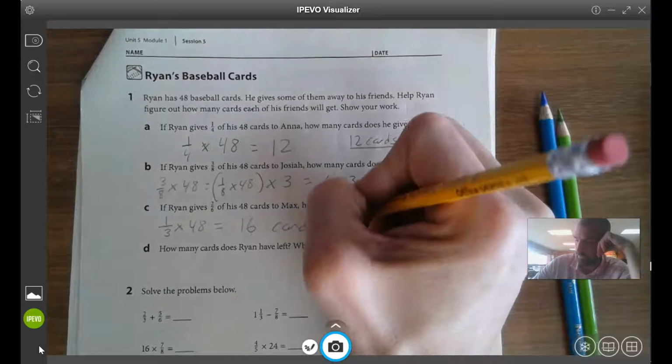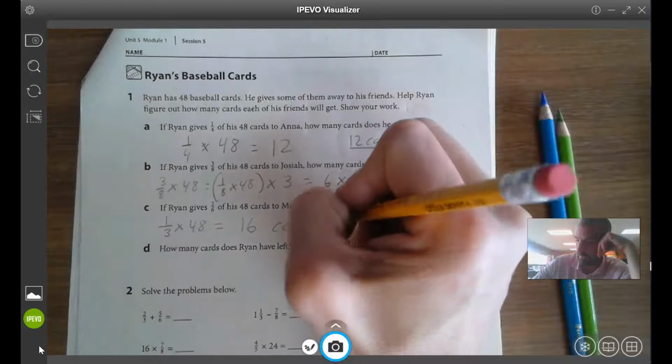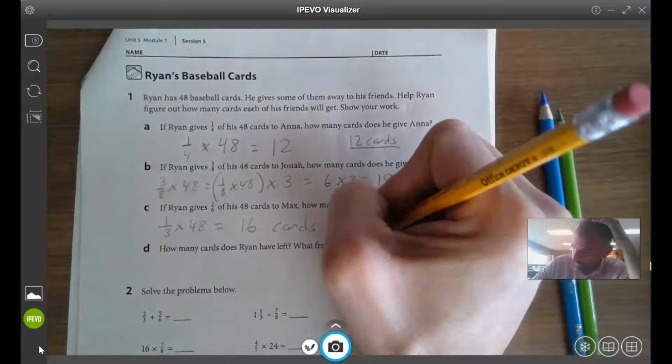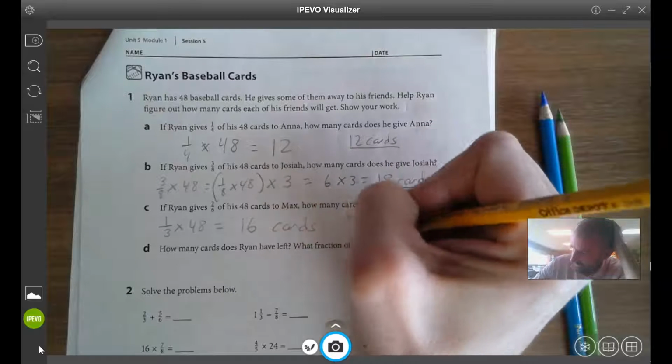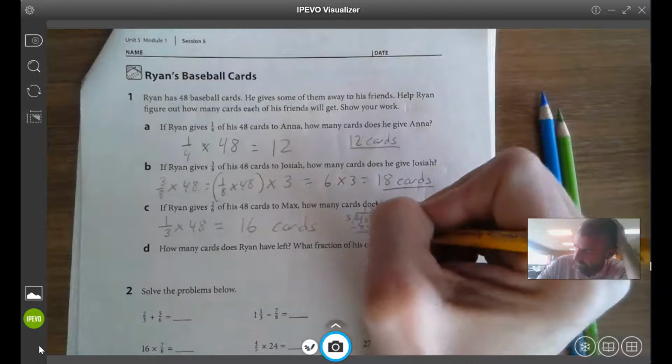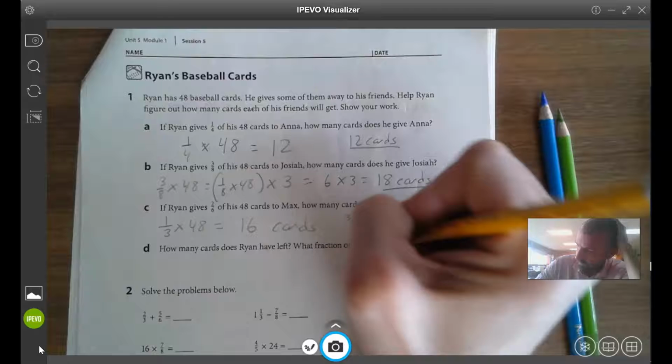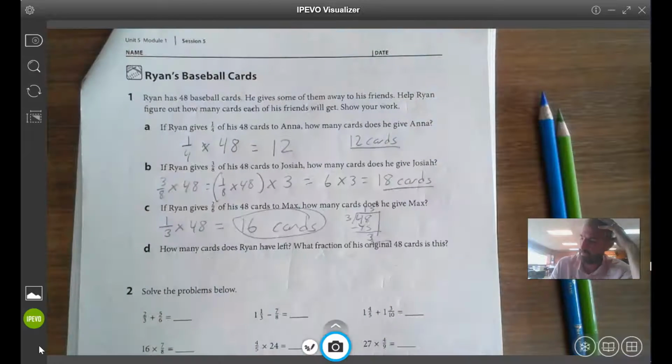If I wanted to really show that, I guess I could do this. 48 divided by 3. And like I said, 15 is 45. I have 3 left over, so that's 1 more. Gets me the 0, and then that's 16 cards.